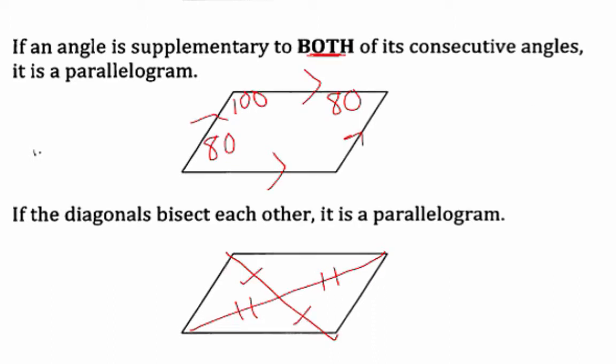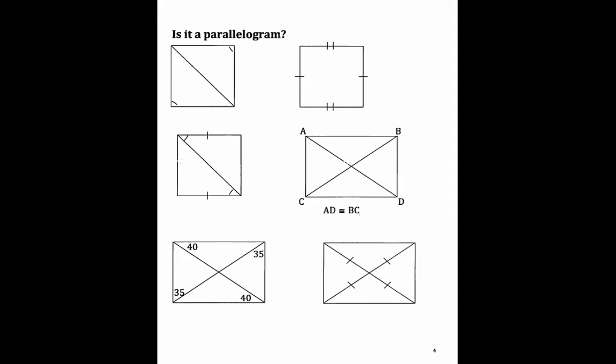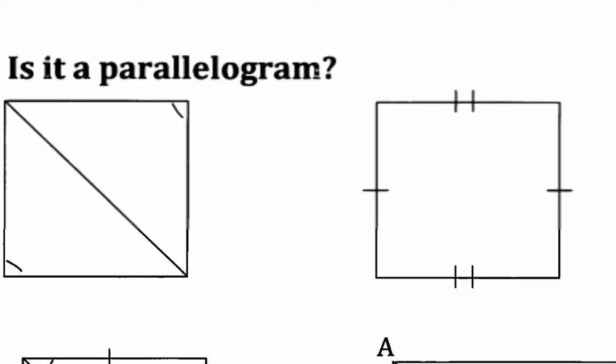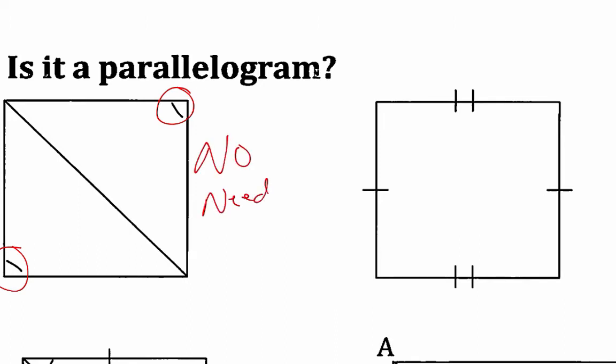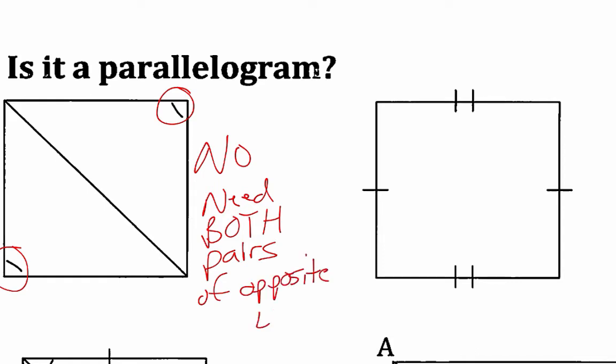So let's see how these theorems are going to be used. In example number 1, the question is simple. Is this a parallelogram or not? So I look at this and I see, oh, I have one pair of opposite angles congruent. Well, I'm supposed to have both pairs of opposite angles congruent, so I'm going to say no, this is not a parallelogram. I need both pairs of opposite angles. And I'll jot that down. You might want to write that note down too, so you remember that.